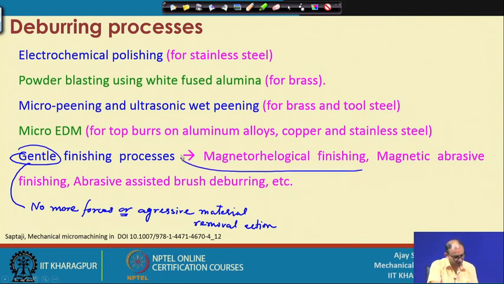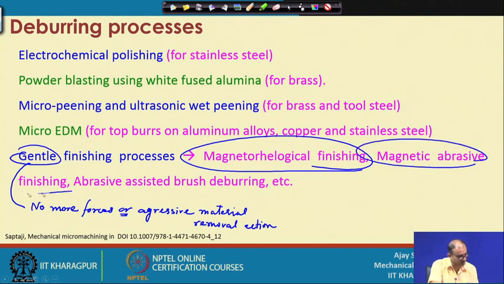So, magnetorheological finishing is one of the processes, and magnetic abrasive finishing or deburring is also a process. These are the processes which are successfully used for deburring of a micro component.